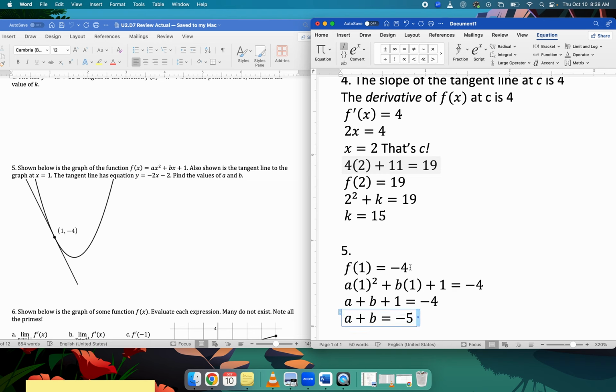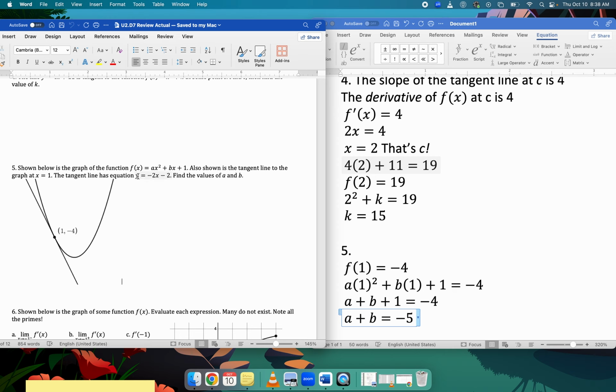But of course, I have two unknowns, which means I need a second equation. Where's that other equation going to come from? Well, I haven't really used this yet, have I? I haven't used that equation at all. What that equation is telling me is that this is the equation of this line, and that line is a special line. It's the tangent line at x equals 1.